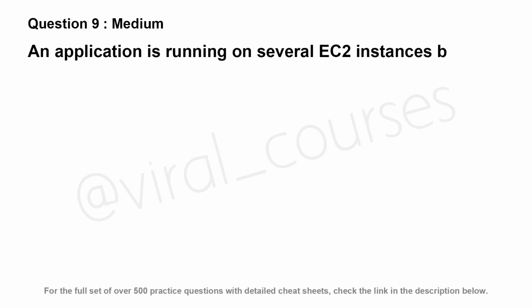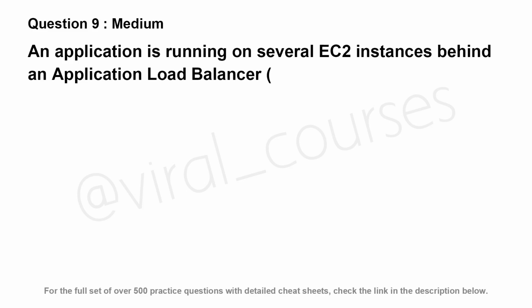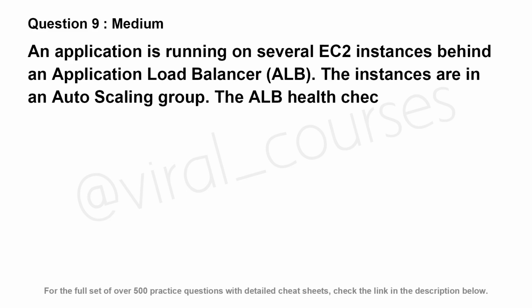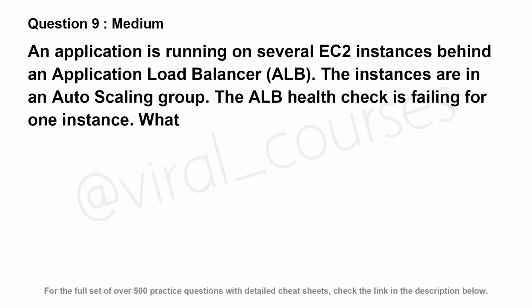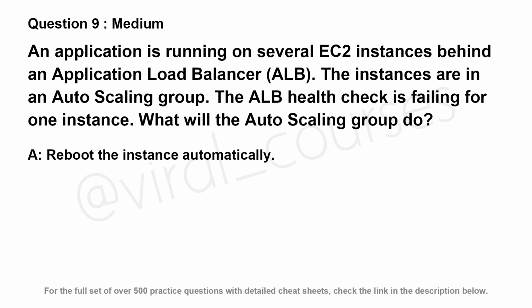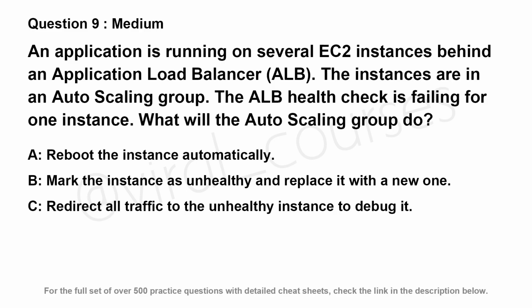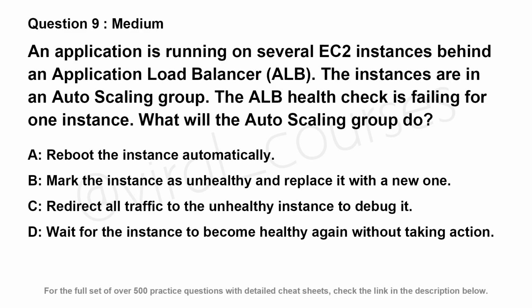An application is running on several EC2 instances behind an application load balancer, ALB. The instances are in an auto-scaling group. The ALB health check is failing for one instance. What will the auto-scaling group do? Option A. Reboot the instance automatically. Option B. Mark the instance as unhealthy and replace it with a new one. Option C. Redirect all traffic to the unhealthy instance to debug it. Option D. Wait for the instance to become healthy again without taking action.